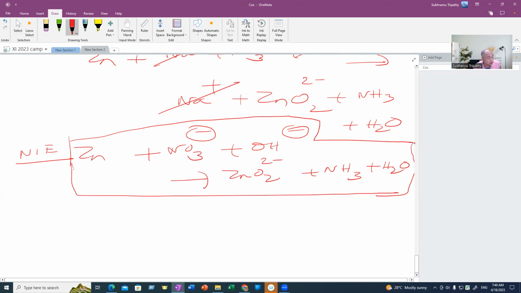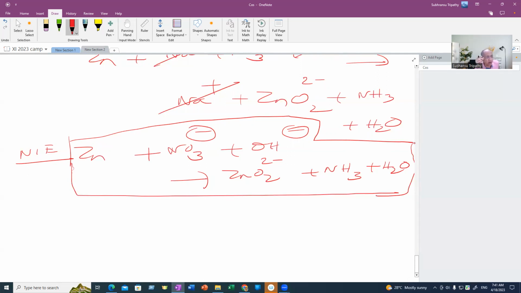So zinc ion, zinc metal, not ion, metal, neutral zinc metal reacts with nitrate ion in presence of alkali or base to give zincate ion and produce ammonia gas. This is one of the methods to prepare ammonia gas. Well, now we have to balance this equation.